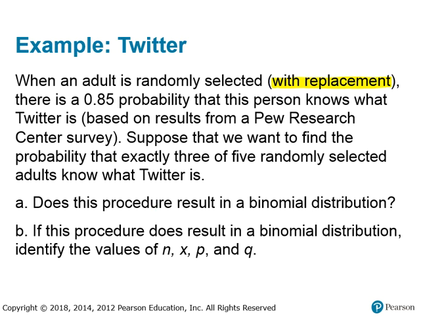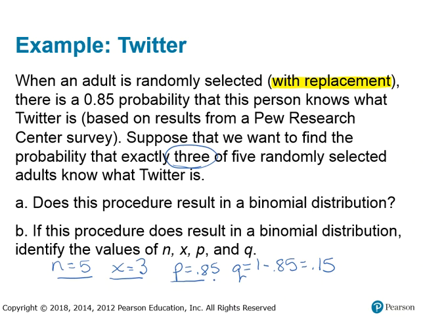So N is how many trials we have, and in this case N is 5. X is what we're focused on, and they wanted to get 3 out of the 5. P is the probability of a success, so probability of knowing Twitter, and we're saying that 0.85 is the probability of knowing Twitter, which means the probability of the failure would be 1 minus 0.85, which is 0.15. So I have N equals 5, X equals 3, P is 0.85, and Q is 0.15.